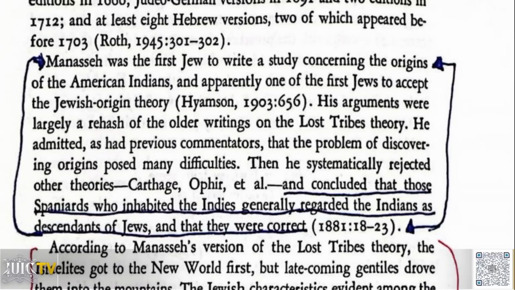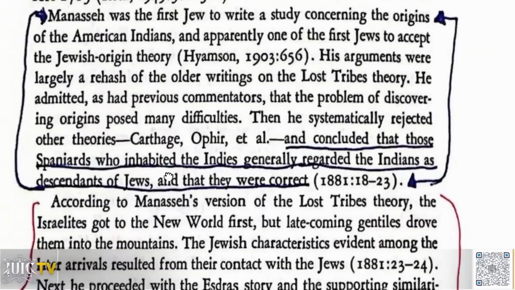Then he systematically rejected other theories: Carthage, Ophir, et al. Which, by the way, Israelites were there in Carthage. And he concluded that those Spaniards who inhabited the Indies generally regarded the Indians as descendants of Jews, and that they were correct. Boom. There it is.